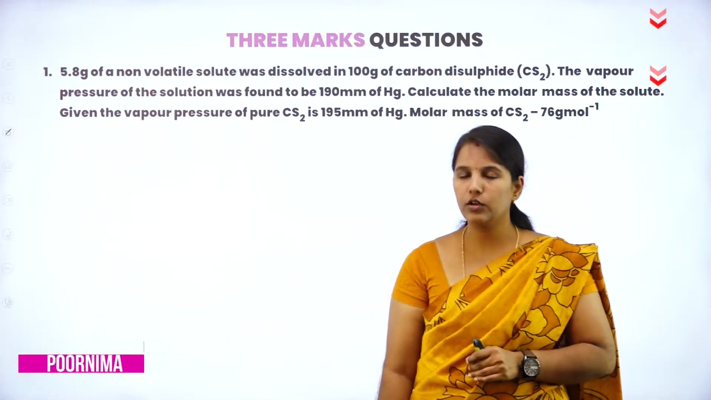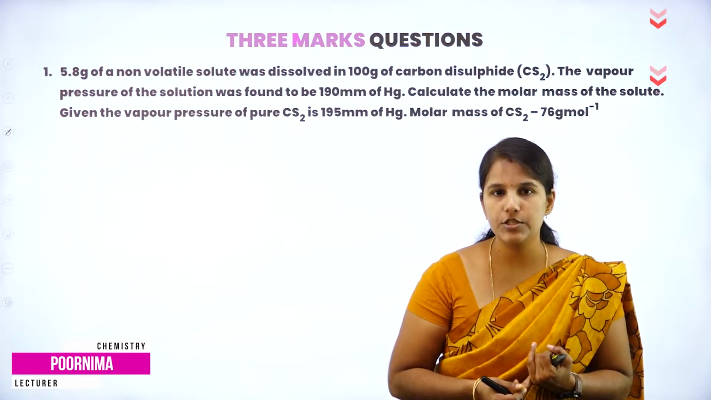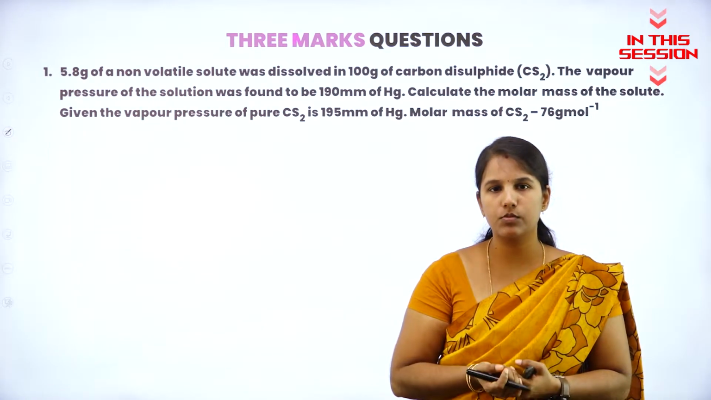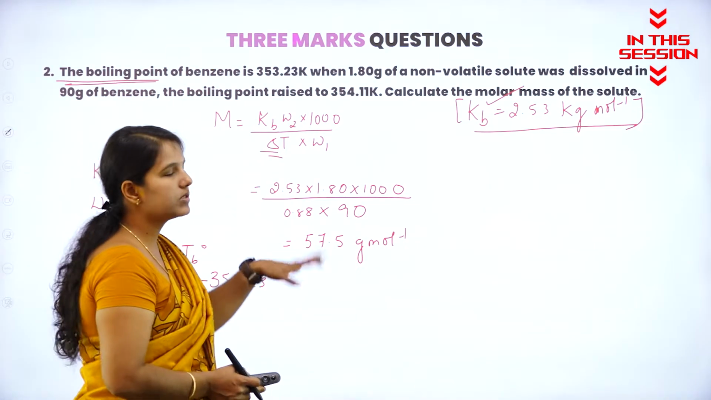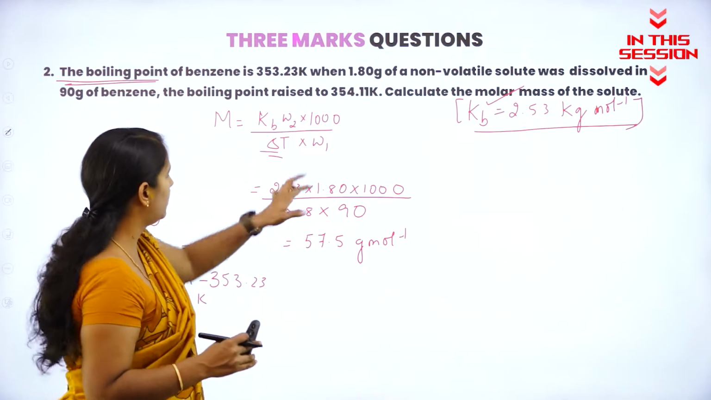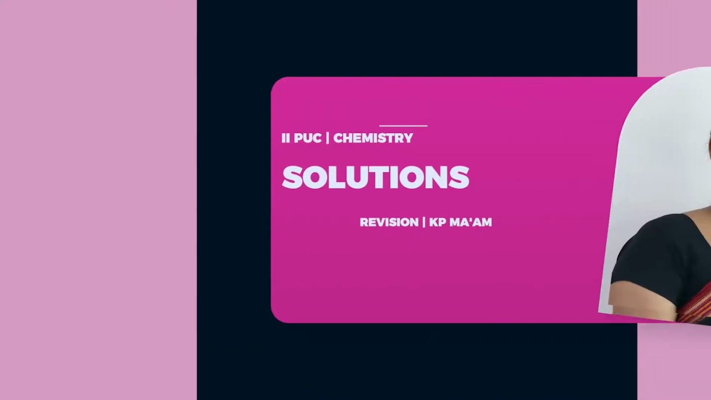There are 4 important colligative properties. One is relative lowering of vapor pressure, depression in freezing point, elevation in boiling point and osmotic pressure. Sometimes delta TB values can be directly given. If they have given the 2 temperatures, keep that in mind, you have to find out the delta T. That is the final minus initial.